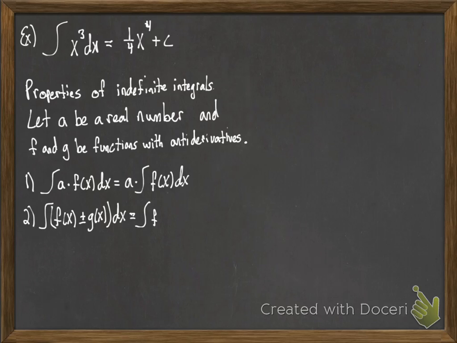So here we have an integral of a sum of two functions, f and g, or a difference. And much like you do with derivatives, we can do the exact same thing with antiderivatives. We can distribute the indefinite integral over a sum or a difference, and just take the antiderivative of each piece. So now we're ready to look at some examples of finding antiderivatives.